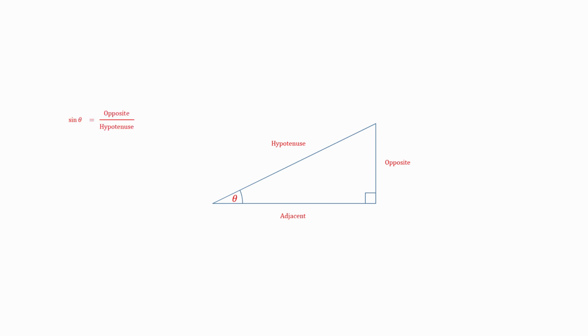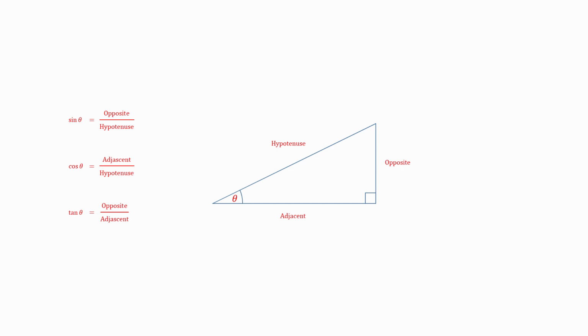Trigonometry tells us that the sine of angle theta is equal to the length of the opposite side divided by the length of the hypotenuse. The cosine of angle theta is equal to the length of the adjacent side divided by the length of the hypotenuse. And the tangent of theta is equal to the length of the opposite side divided by the length of the adjacent side. These formulas are incredibly useful.